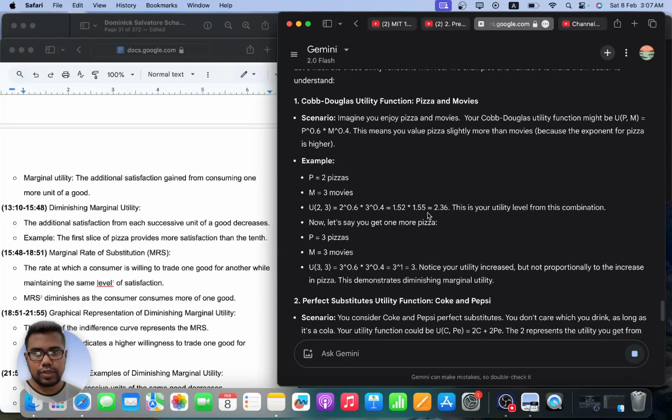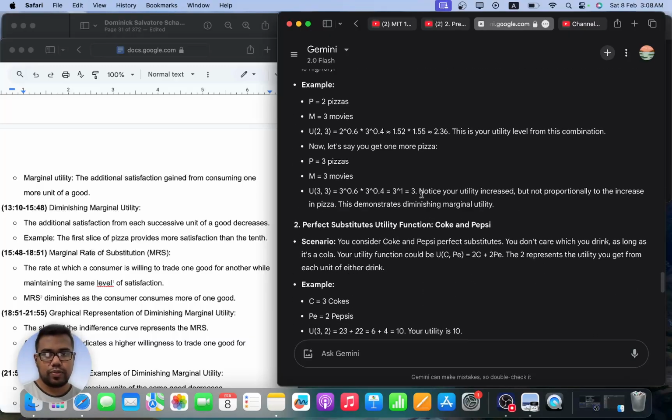Okay, let's just reread this. Cobb-Douglas utility might be this. This means you value pizza slightly more than movies because the exponent of pizza is higher. Okay, example three.